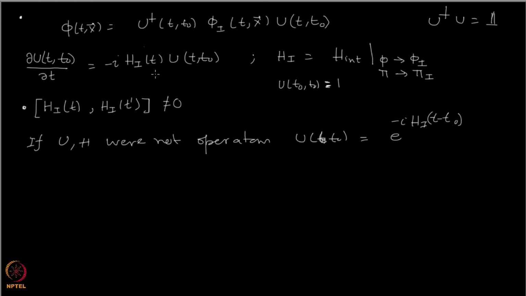Now, if H_I's were commuting, if U's and H_I's, all these things were commuting, let's say even when they were operators, or think of them as matrices, but they were commuting, then we can still easily find a solution. So these are all imagined scenarios. If H and U were all commuting, then the solution would be this.